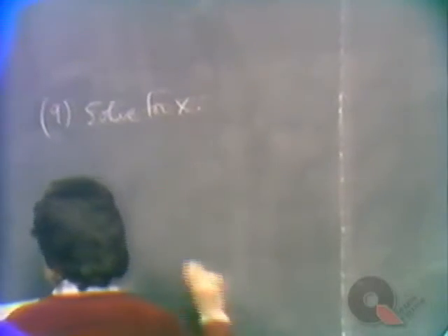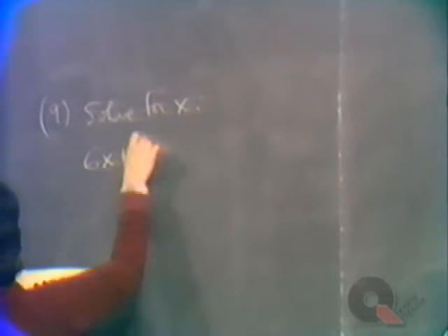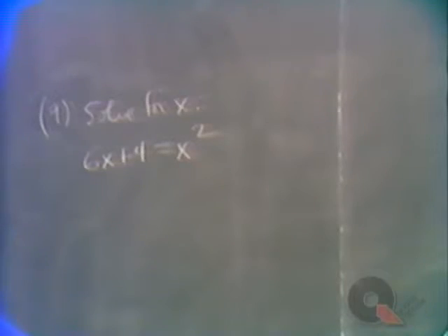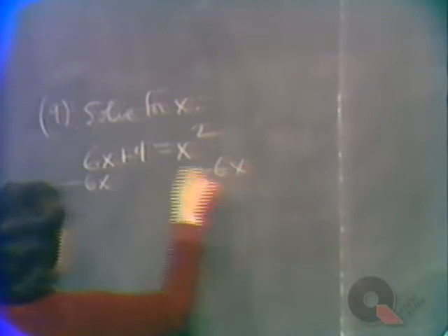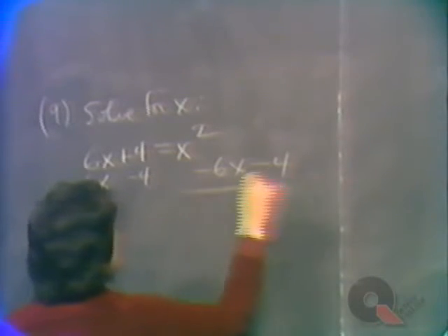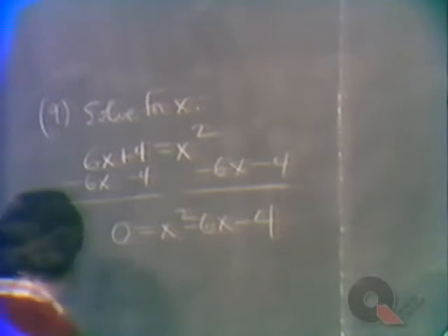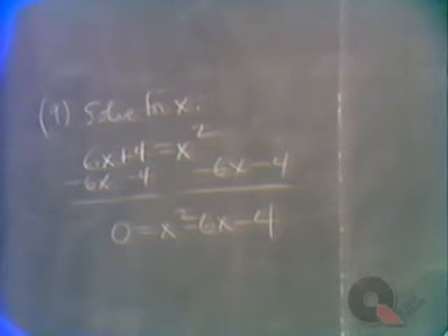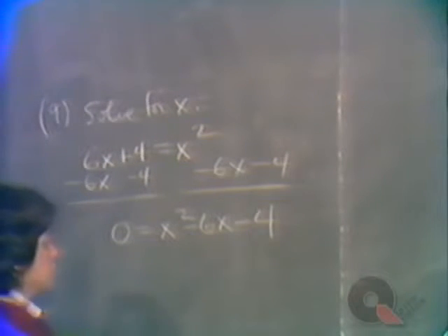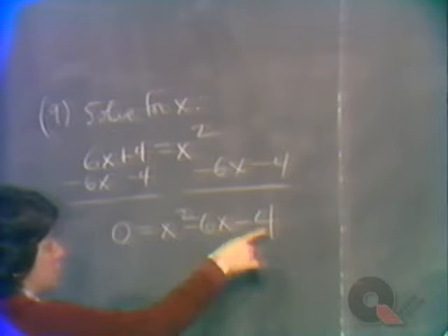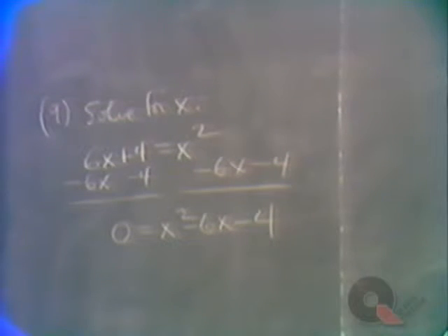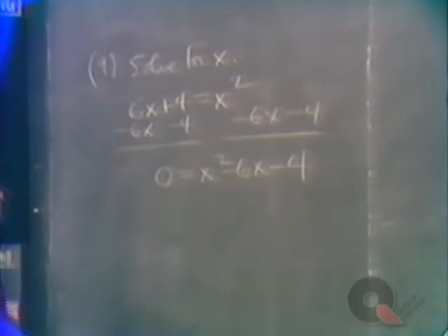In 9, we want to solve for x. 6x plus 4 equals x squared, a quadratic equation. Once again, we'd like to get everything on one side equal to 0, so subtracting 6x from both sides and subtracting 4. 0 is x squared minus 6x minus 4. You could try to do it by factoring. It's our first inclination. We'd be looking for two integers which multiply to minus 4 and add to minus 6, and that's not going to work.